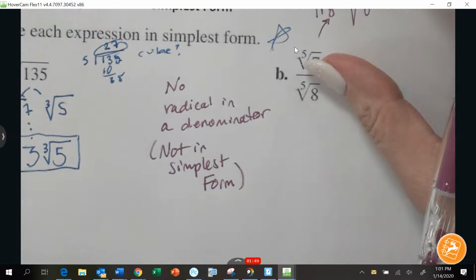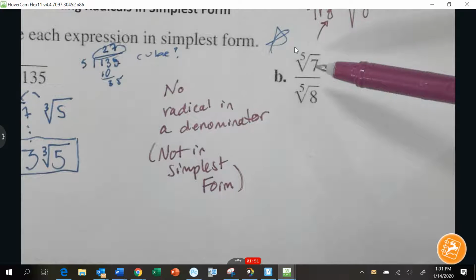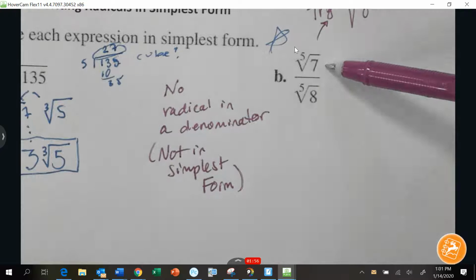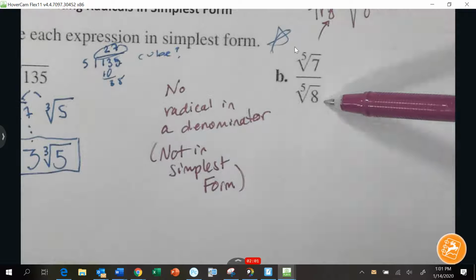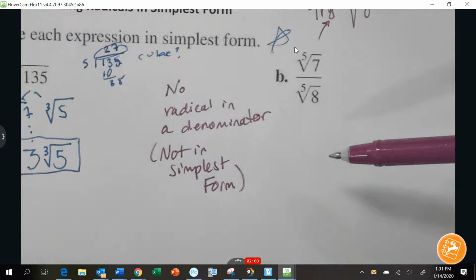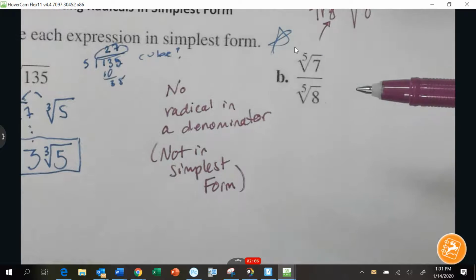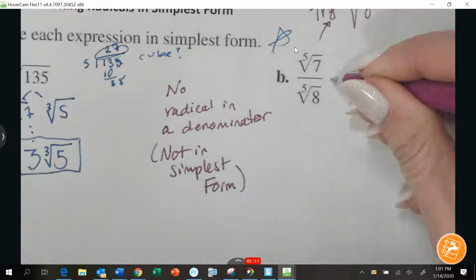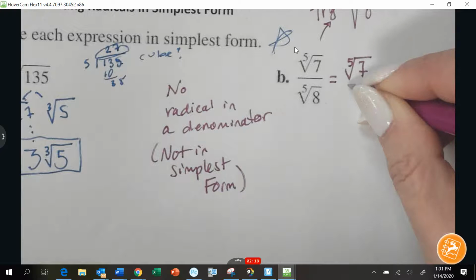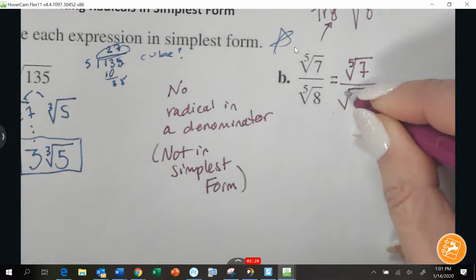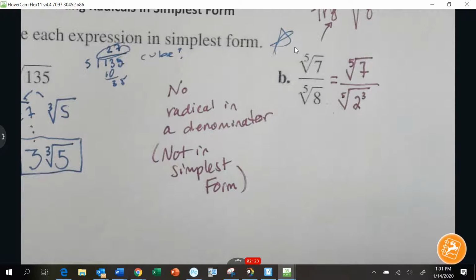Okay. This is what I'm going to do. I'm going to see if 7 or 8, and actually I don't really care about 7 because you can have a radical in the top. You just can't have a radical in the denominator. So I'm going to see if 8 reduces down to a power. You know what I'm talking about? Factors down to a power. What is 8? It is 2 to the what? 2 to the third. All right.